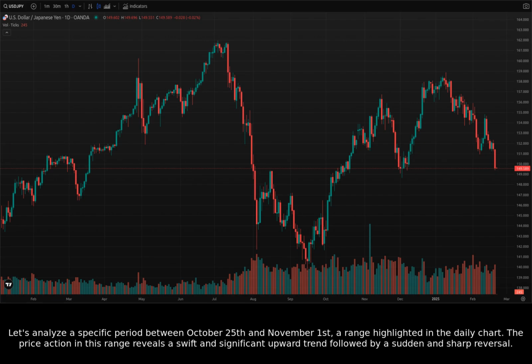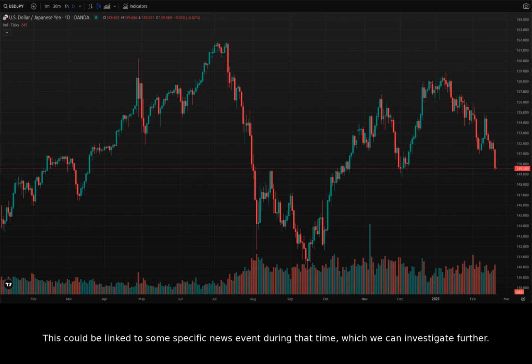The price action in this range reveals a swift and significant upward trend followed by a sudden and sharp reversal. This could be linked to some specific news event during that time, which we can investigate further. This sharp reversal indicates that the bullish momentum was not sustainable, reinforcing the bearish outlook.